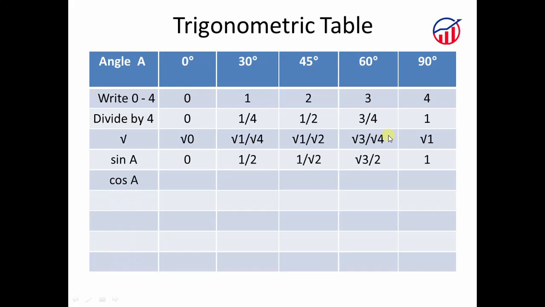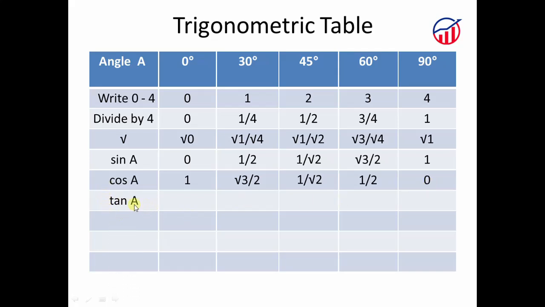Now writing the values of cos is simple. You just reverse this. So this one is going to come here, square root of 3 upon 2, 1 upon square root 2, 1 upon 2 and 0. So you've seen how you get the value of cos over here. You just reverse these values: 1, square root of 3 upon 2, 1 upon square root 2, half and 0. Now let's find the value of tan.